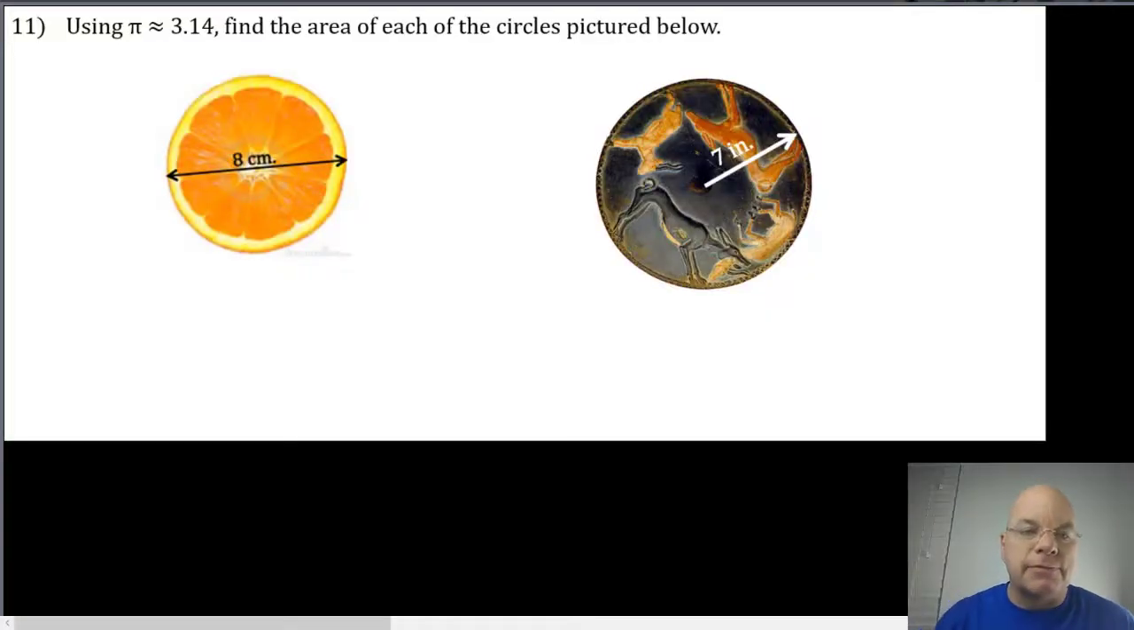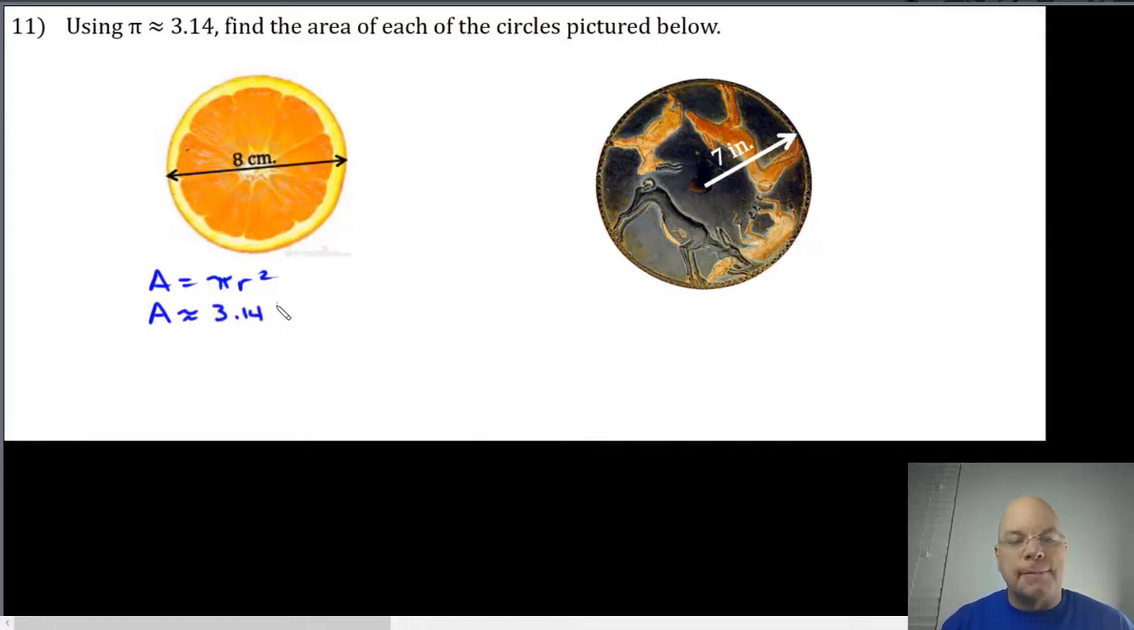We're finding the area of two circles, and the directions ask us to estimate pi using 3.14. So we'll always start with the formula. Area is equal to pi multiplied by the radius squared. Since I'm substituting a value for pi, it's going to be an approximation.